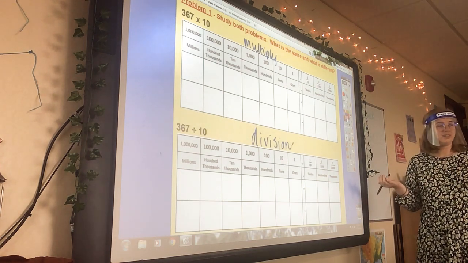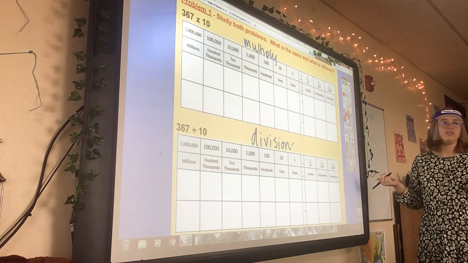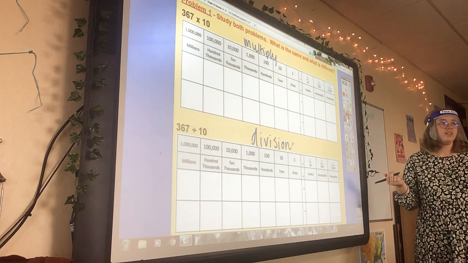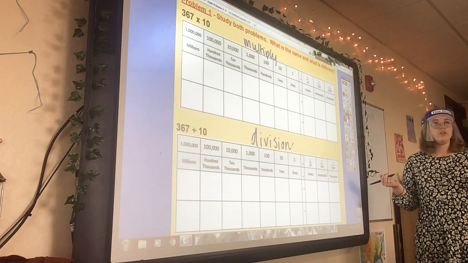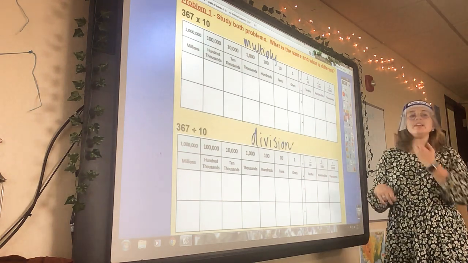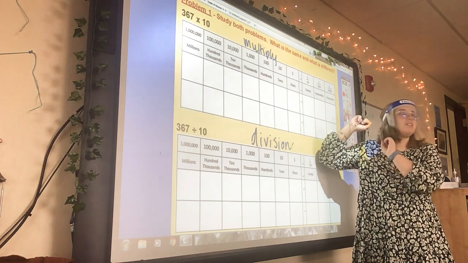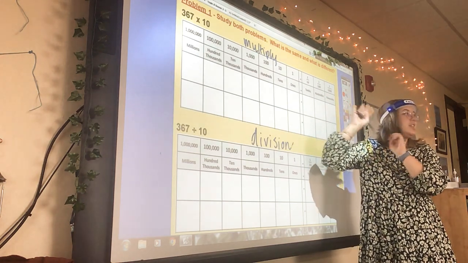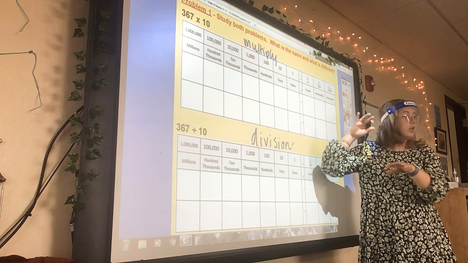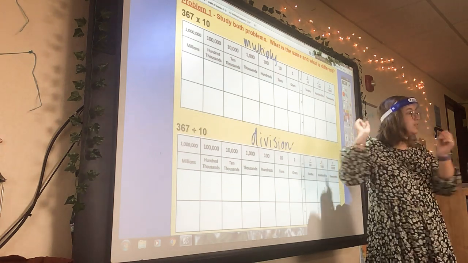Emma? Division will move to the right and multiplication will move to the left. Well, good. So that's a difference in how to solve it, but we're just looking at the problem. Not really how to solve it yet, but just the problem. Are there any other differences between the problems? Not how to solve it, but just looking at the problem.